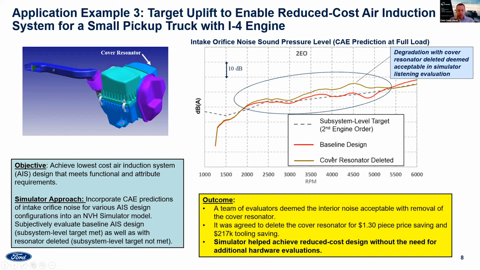So the decision was made to go ahead and delete that resonator, saving $1.30 per unit and over $200,000 in tooling. So again, we see here how the simulator can help make a decision and in this case achieve a cost-reduced design without the need for any hardware evaluations.